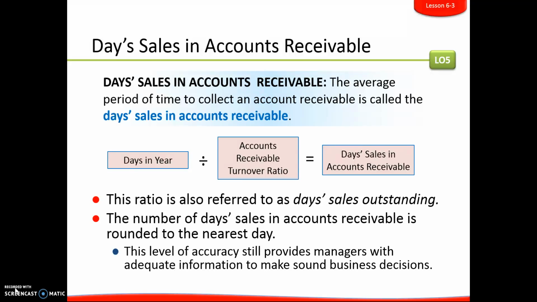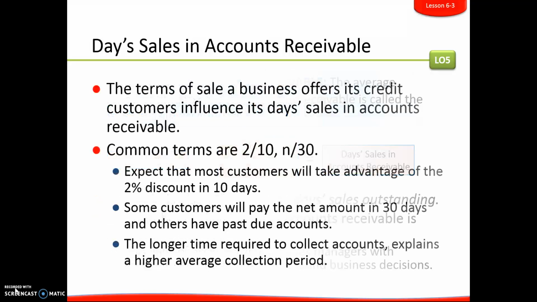Now, the number of days sales in accounts receivable is always rounded to the nearest day, because you could end up with like 62.4. In that case, we would round down to 62. And that level of accuracy is still going to provide the managers with enough information to make accurate business decisions about our accounts receivable, so that type of rounding is going to be okay. So we round to the nearest day.